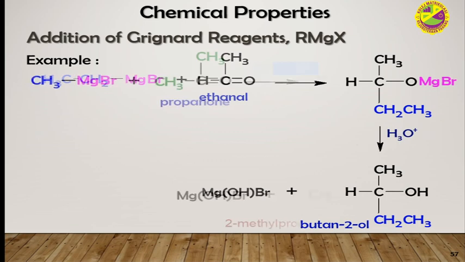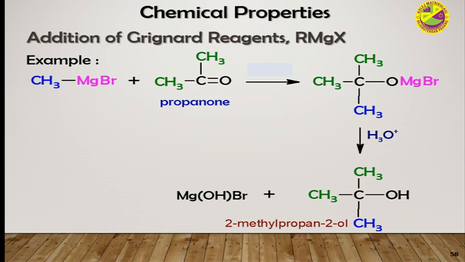The last one is the reaction between a Grignard reagent and a propanone, a ketone. We can see in the equation, the carbon double bond O is lost. The carbon is now attached to CH3 from the Grignard reagent and the oxygen is now attached to MgBr. Upon hydrolysis, the OMgBr becomes OH and a tertiary alcohol is formed.